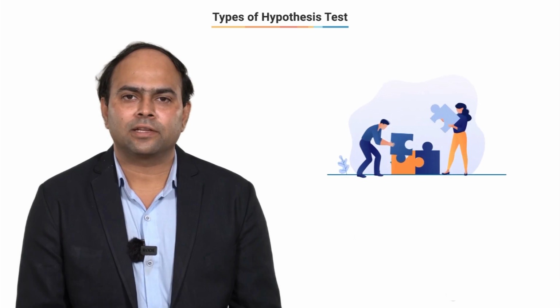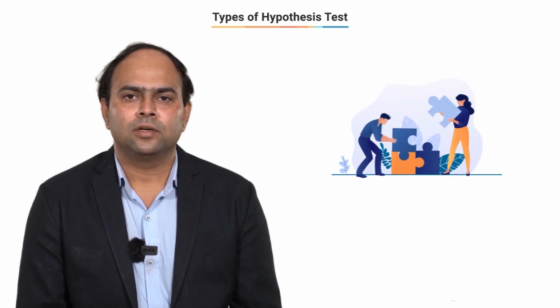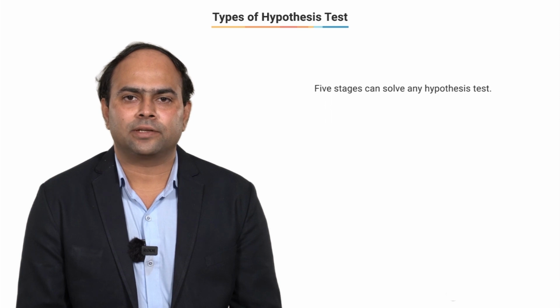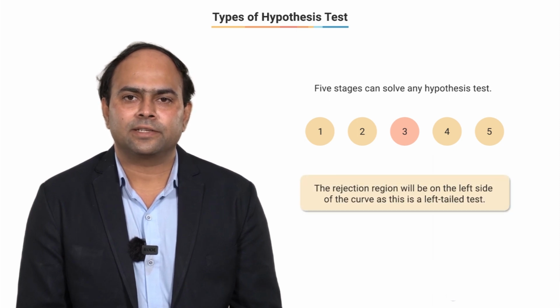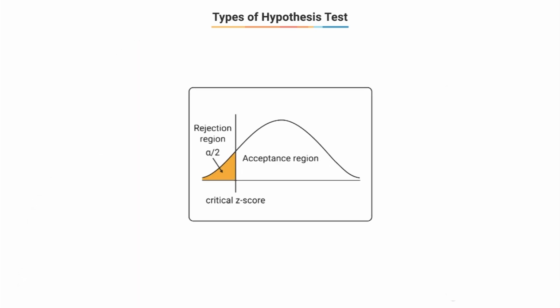Can you try solving this question? Let us explain the approach. You learned that any hypothesis test can be solved in 5 steps. All the steps will remain the same except for step 3, which is where you determine the critical Z score and rejection region. Since this is a left tail test, the rejection region will lie on the left side of the curve, as you can see in the shaded area of this curve.